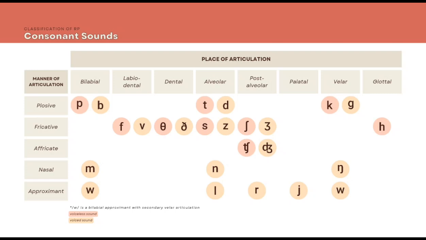Alright, so under manner of articulation, under the plosives, we have consonant P and consonant B.